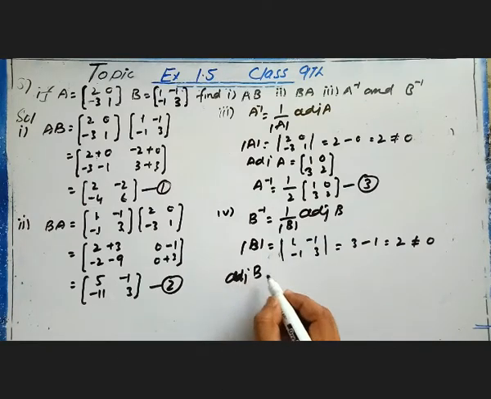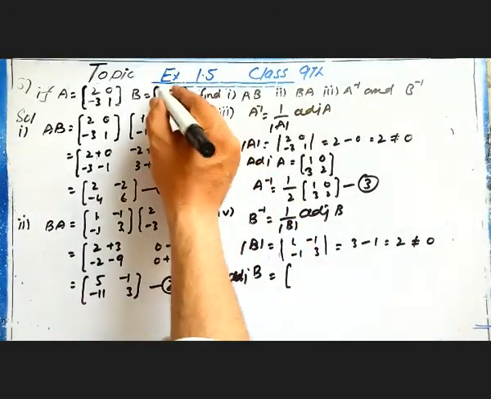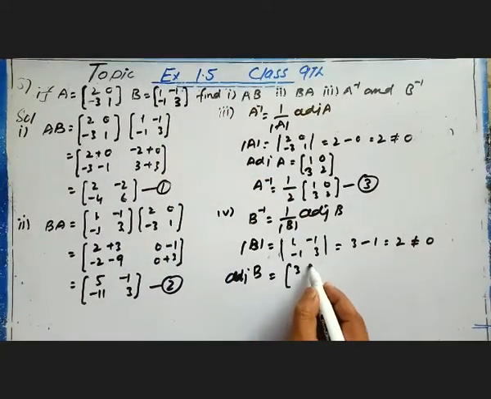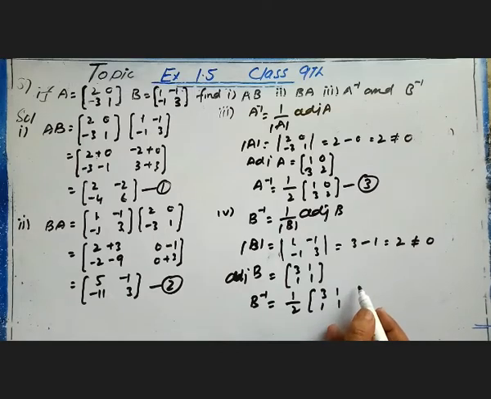So B inverse exists now. Adjoint of B will be equal to that is 3 1. इनका प्लेस चेंज कर लें और इनका साइन चेंज कर लें. ठीक है, तो हमारे पास B inverse will be equal to 1 over 2 into [3 1; 1 1]. ये हमारे पास 4 नंबर आ गए. अब इनको 1 2 3 4 को आप अपने पास लिख लें, नोट कर लें, तो जो नेक्स्ट पार्ट है उनमें ये काम आएंगे.